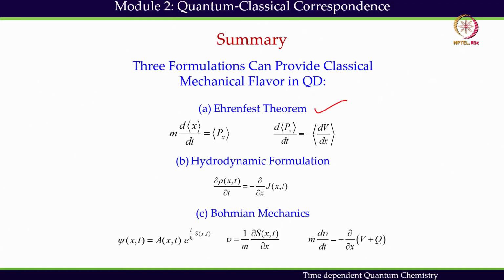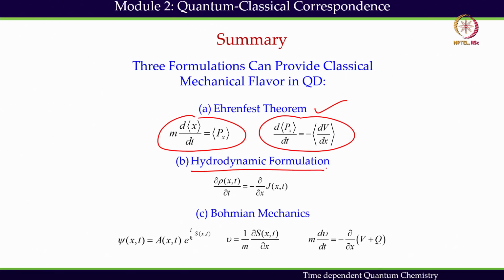So, what can I do? How can I get that classical idea in quantum dynamics? There are three theorems I have presented. The Ehrenfest theorem, where I have seen that the expectation value follows classical mechanics. What is the definition of expectation value? That I have already presented.